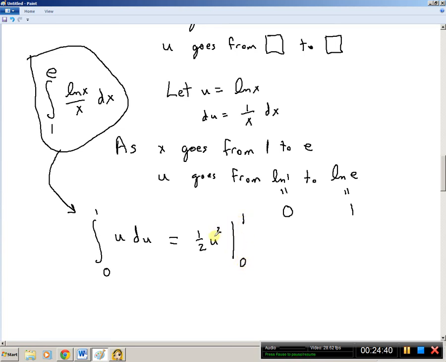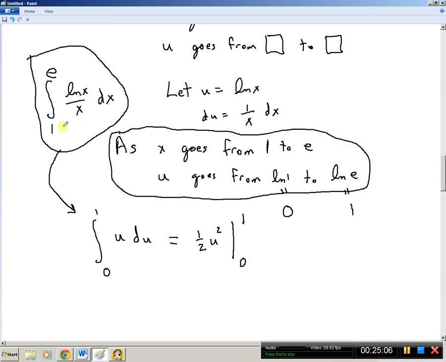You can see where this would have been fatal if you'd put in the x limits of integration, because u does not go from 1 to e. U actually goes from 0 to 1, while x goes from 1 to e. So you've got to use the u limits of integration, which you determine by writing this sentence. As x goes from the lower limit to the upper limit, u goes from whatever it goes to whatever it goes to. And you can always determine that from that equation where you defined what u is.